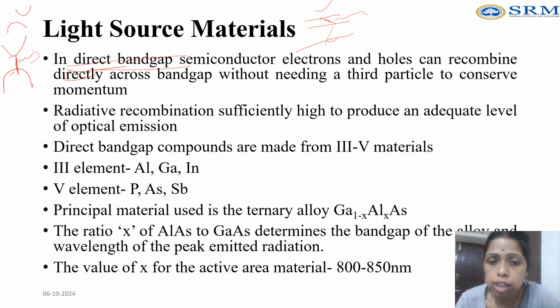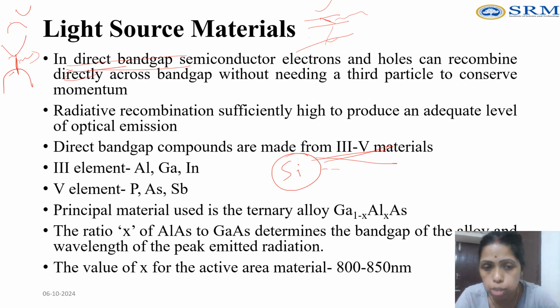The group 3-5 compound semiconductors are mainly used as direct band gap semiconductors. One of the most common indirect band gap semiconductors is silicon. Silicon can be used for various electrical applications or semiconductor IC applications. But if you want to think about light devices or detectors, silicon is not suitable for those devices. Normally, group 3-5 compounds are used.